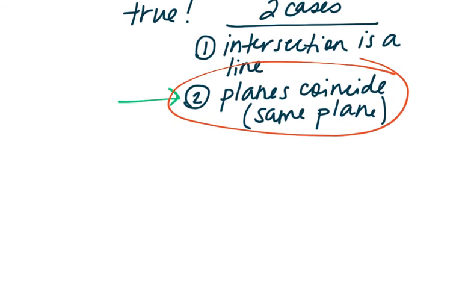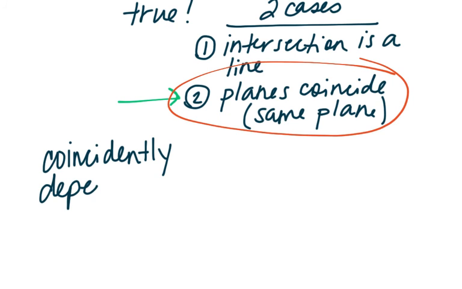So the way you can say that is you can say that this is coincidentally dependent. So again, the first case, we would say the system is linearly dependent if the intersection is a line, but if the planes coincide, they're all the same plane, then we say it is a coincidentally dependent system.